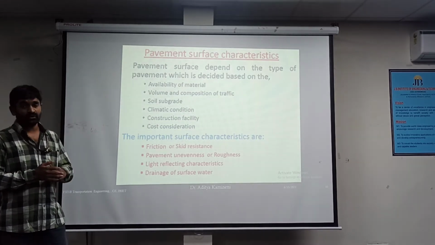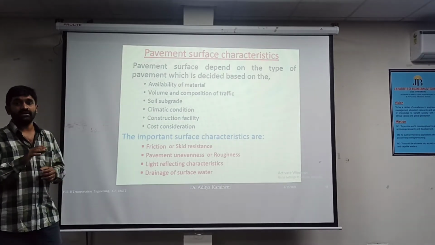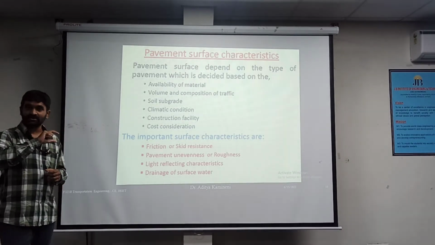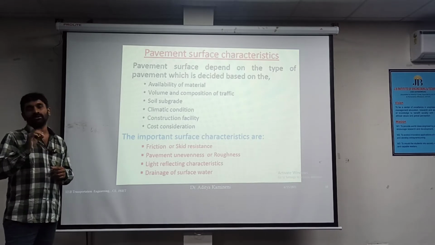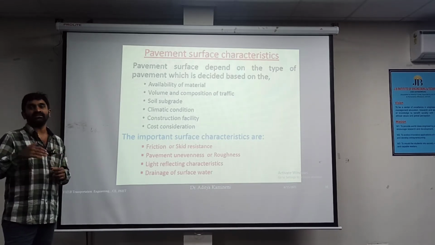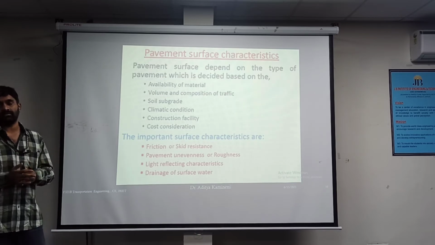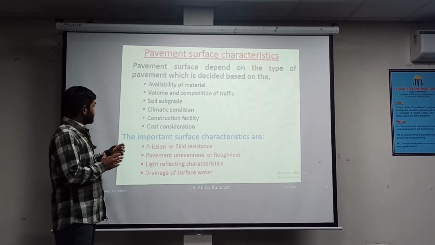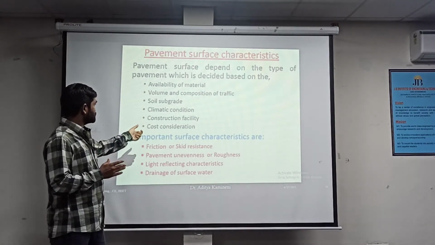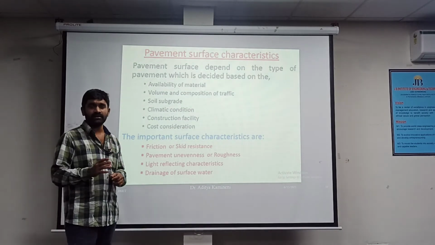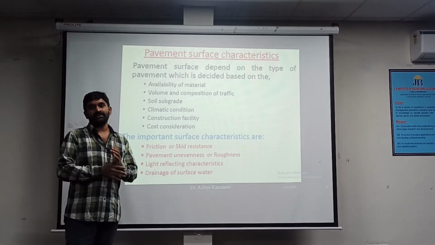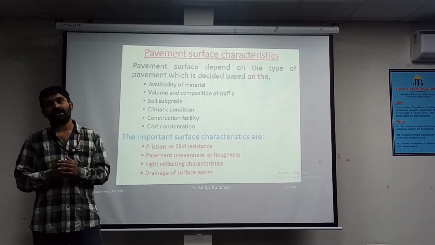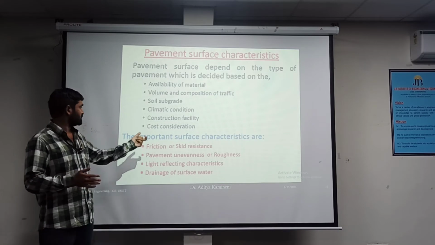That has to be taken into account when you are talking about the current design of a particular pavement. And the soil subgrade: which type of soil subgrade are you constructing the pavement on? That makes a lot of difference. Is it a BC soil or a silty soil? Everything has to be taken care of because the subgrade properties will ultimately affect the overall design. Then climatic condition, construction facility and cost consideration. Economics is a significant parameter when you are designing the highway, constructing the highway, and maintaining the highway. In these three phases, economics plays a major role.